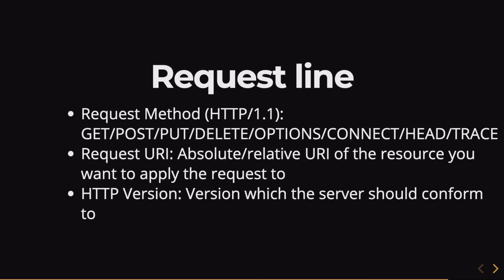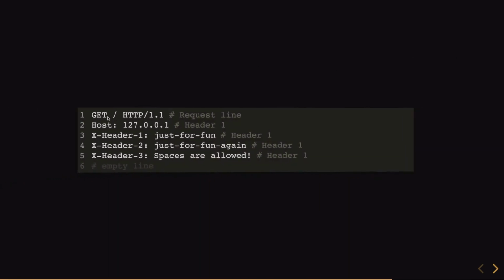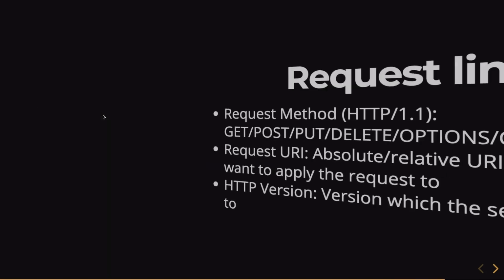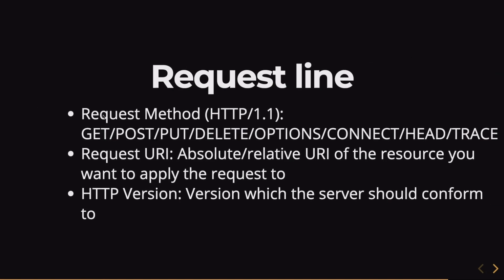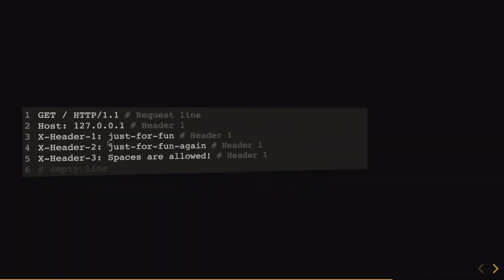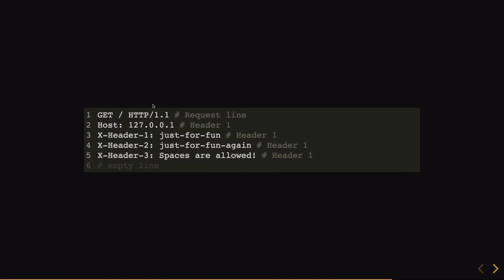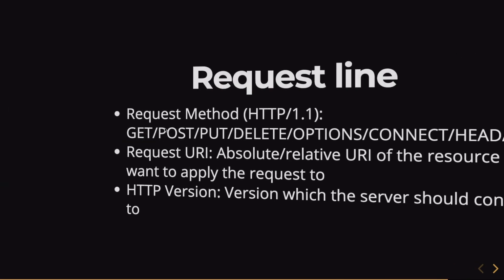Now for the request line, we know that basically we need the request method first of all. You can see that we have the get method here. So you can have any of the valid request methods which the server supports. Request URI is basically the resource you want from the server. Then the HTTP version is basically what version the client and the server should conform to while communicating. And the rest of the stuff is just some headers, right?